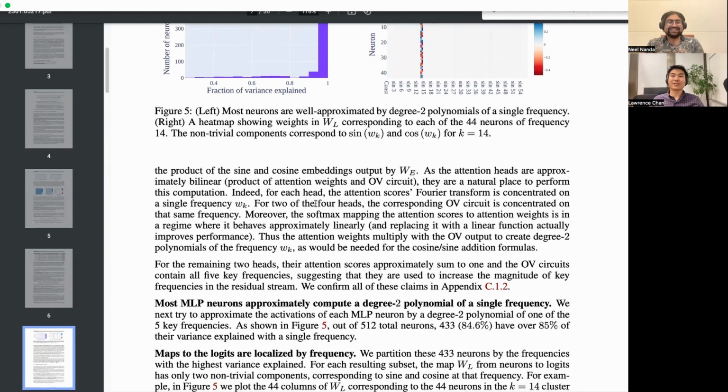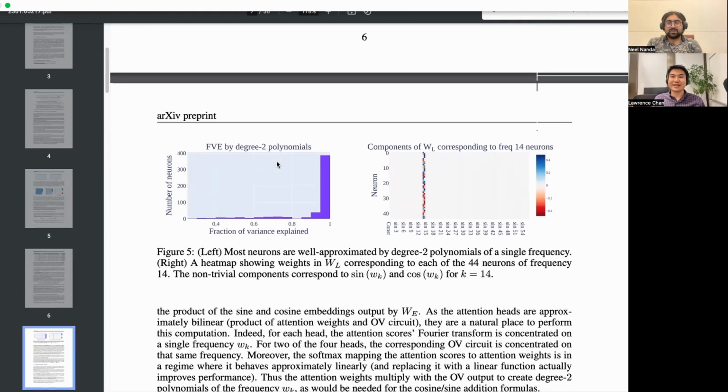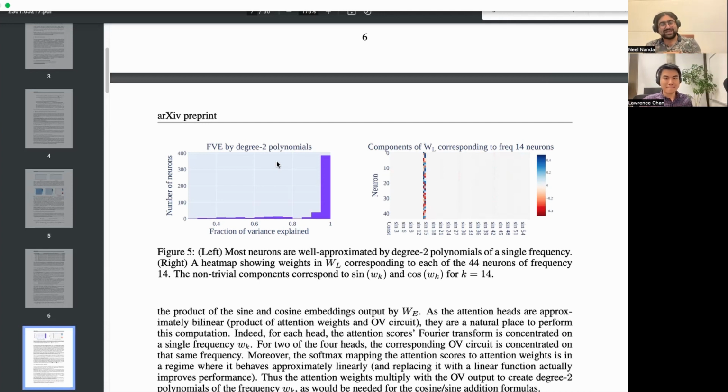And then most neurons are well approximated by degree 2 polynomials of a single frequency. And then the map from neurons to logits is also localized by frequency. Just to clarify, degree 2 polynomial here just means it's like a constant plus sine 14a, sine 14b, cos 14a, cos 14b, with some coefficients. And then the degree 2 part means sine 14a times sine 14b, etc., for the other four combinations.